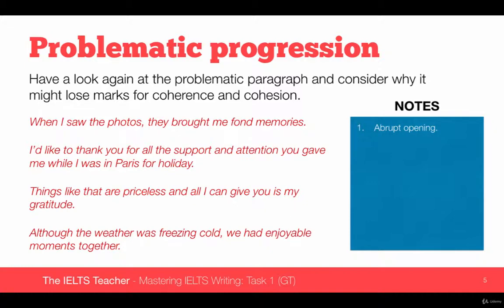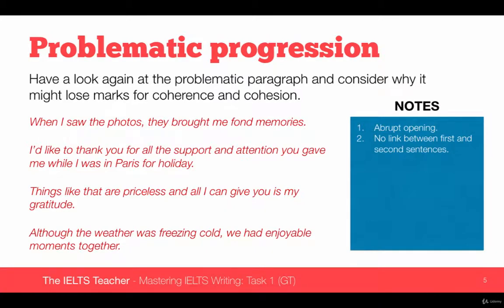Now, second sentence. I'd like to thank you for all the support and attention you gave me while I was in Paris for holiday. Where's the link here? There's no real link mentioned between the first and second sentences. We may want to thank this person in this paragraph as well as thank them for the photos, but there's no sense of link between these two ideas, and immediately there's this discordancy between the ideas that we're trying to put across, and that can really mess with the reader's progression. They're a little bit confused already. Notice that the second sentence doesn't mention photos at all, and notice that the first sentence doesn't mention a holiday at all. Let's have a look at the third sentence. Things like that are priceless, and all I can give you is my gratitude.